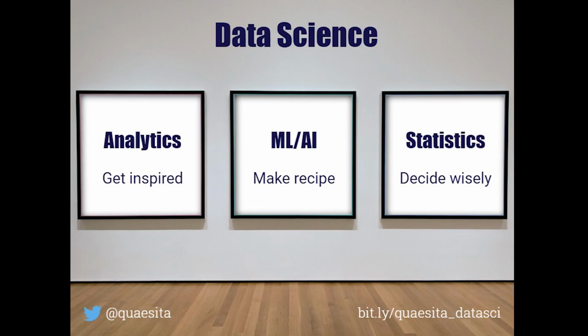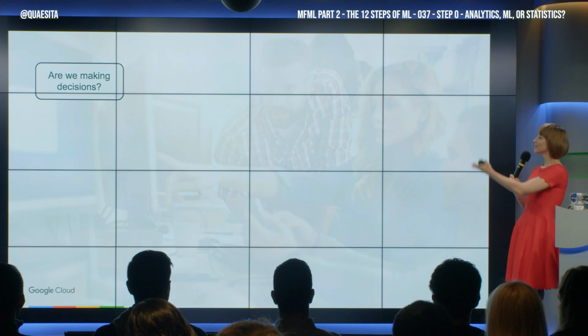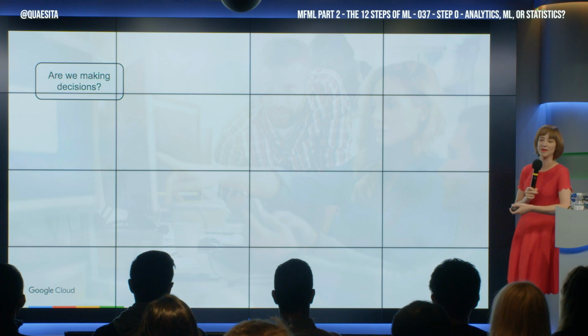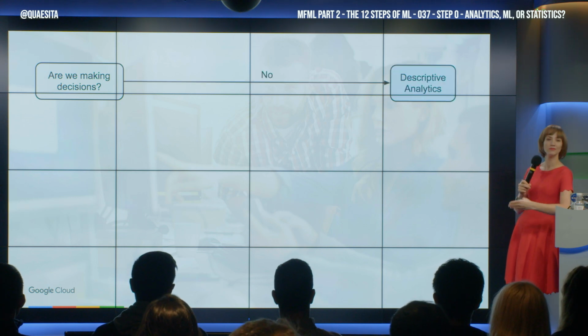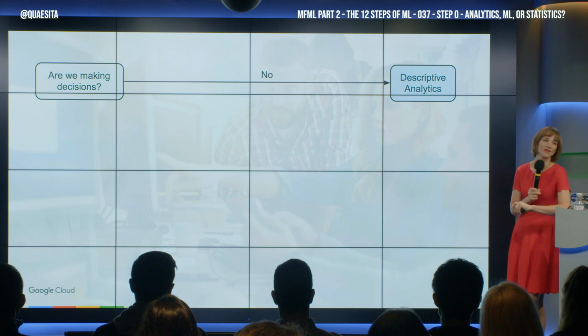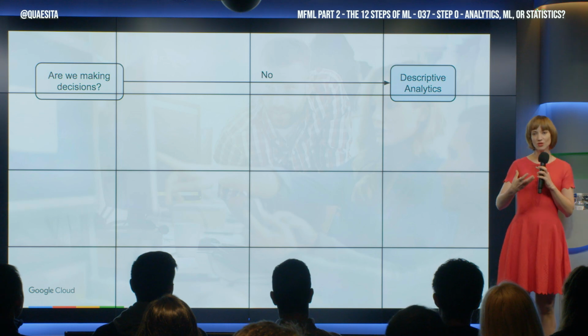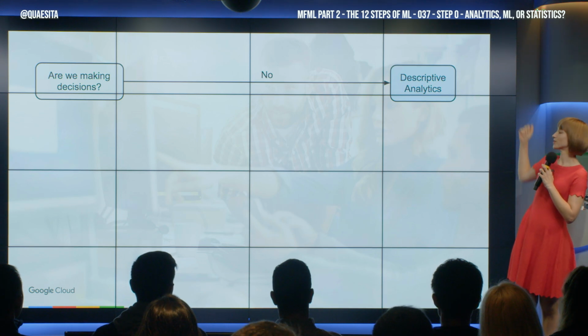And the whole discipline together, data science, you can think of as the discipline of making our data useful. Let's have a flowchart to diagnose which one we're dealing with. So our first question should always be, are we making decisions? And if the answer is no, descriptive analytics, data mining, that's the one for you. And if you want those fancy algorithms, you can use machine learning algorithms for descriptive analytics.